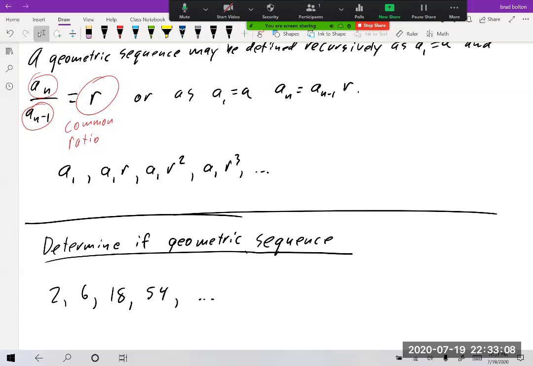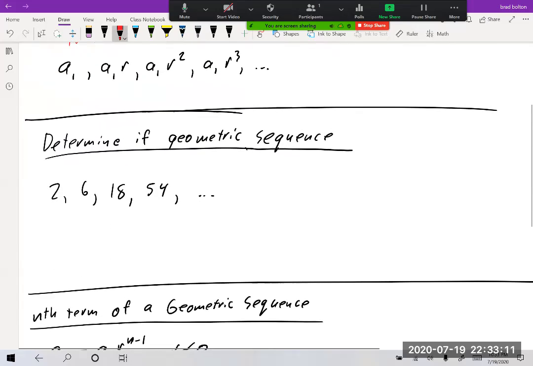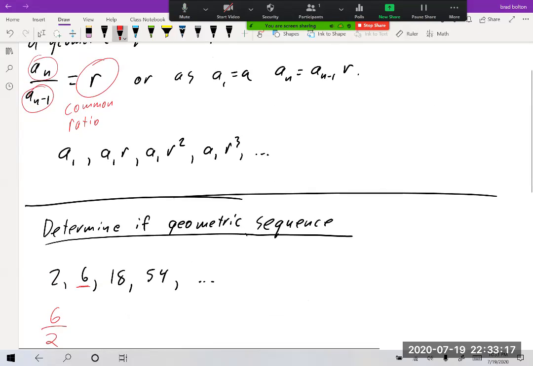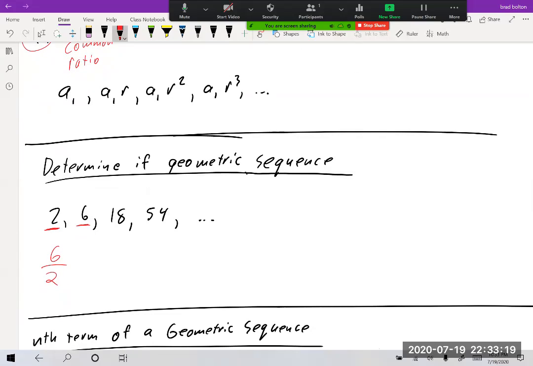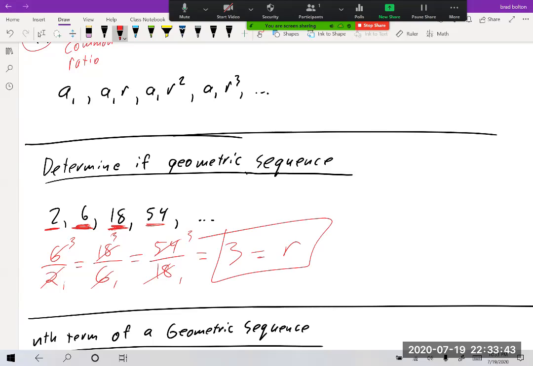So I'm going to take a term, let's do 6 divided by 2, because that's a sub n divided by a sub n minus 1, the term that came before it. Then 18 divided by the term that came before it, 6. And then take 54 and divide it by the term that came before, which is 18. These better all be the same number. This will be 3 over 1, this will be 3 over 1, and this will be 3 over 1. So they equal 3. This is my r, my common ratio. If it has a common ratio, then it is geometric.